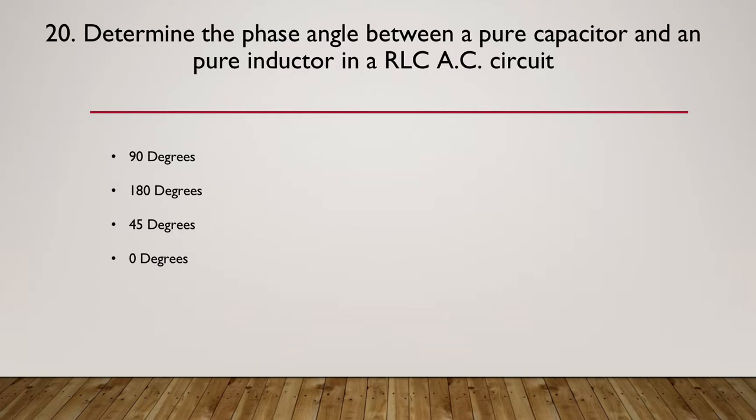So question 20. Determine the phase angle between a pure capacitor and a pure inductor in an RLC AC circuit. So the question is, determine the phase angle between a pure capacitor and a pure inductor in an RLC AC circuit. We've got four possible answers: 90 degrees, 180 degrees, 45 degrees, or 0 degrees. So pause here, have a think about what would be the answer.